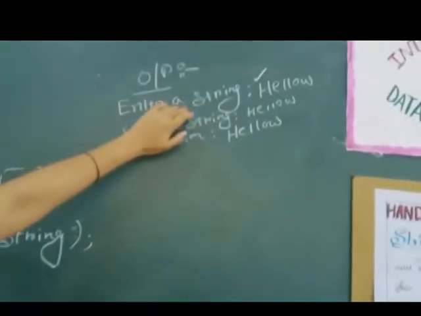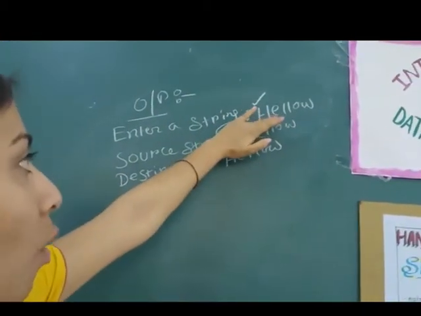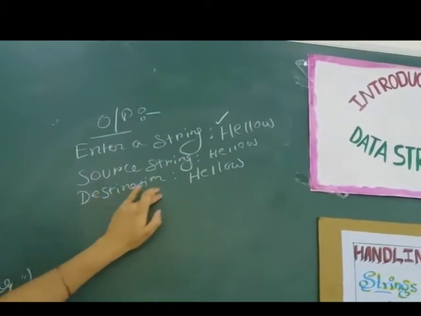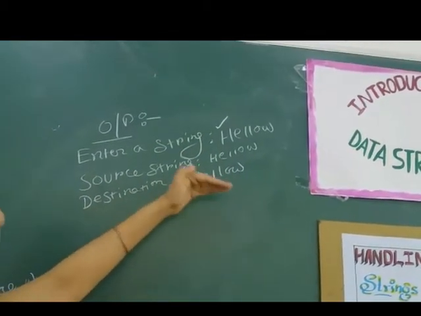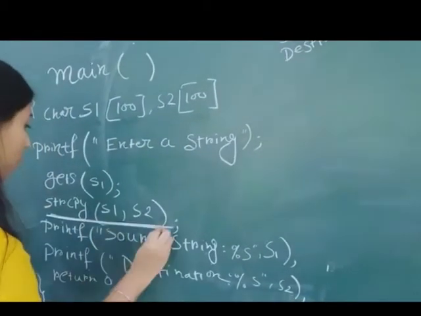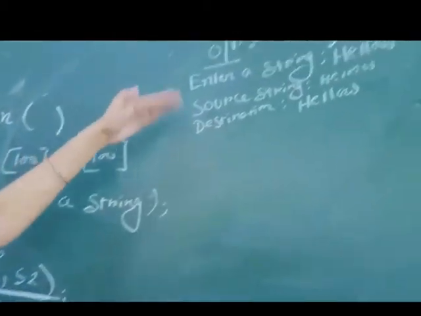Enter a string, I take hello. Then the source string printed hello, and the destination string is also showing hello because I used string copy, S1 comma S2. That's why it copied between the two strings.